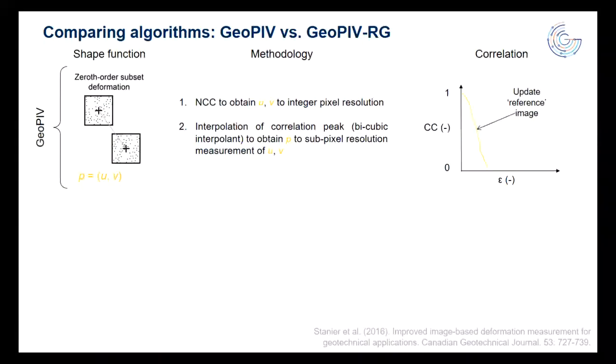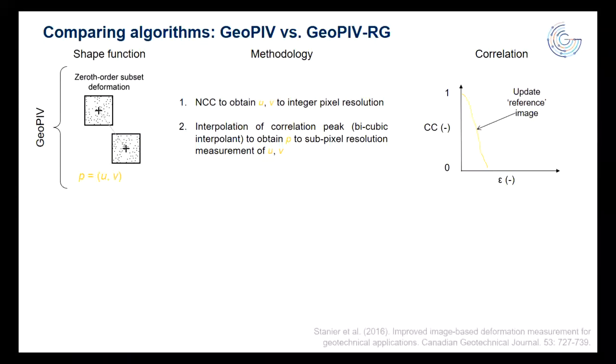So just to recap, here's the classical PIV approach. All we're solving for is the U and the V displacements in pixel terms. We do that firstly to integer pixel values, and then we refine it with that peak fitting bicubic interpolant approach. And so our subset is simply translating. If we get any deformation or distortion, we get rapid decorrelation, which is what I'm indicating on the right-hand side here.